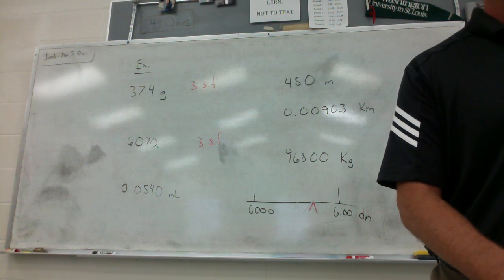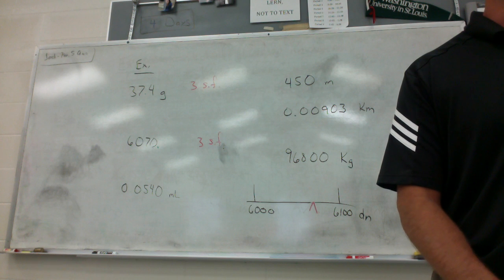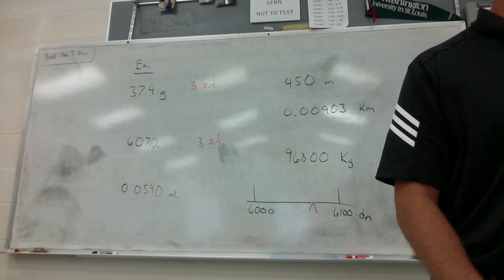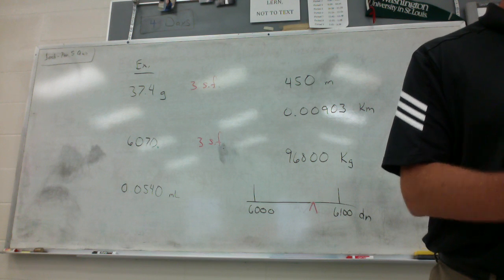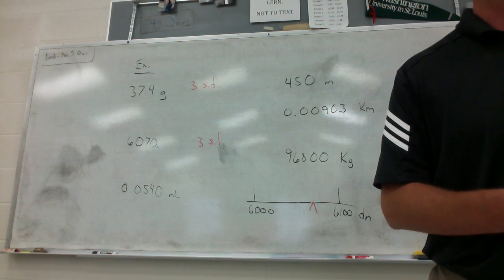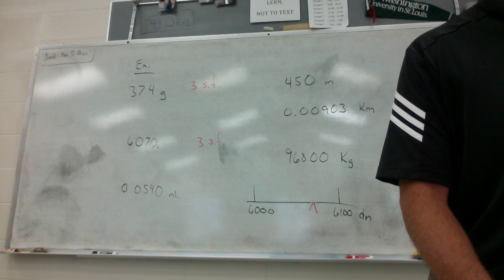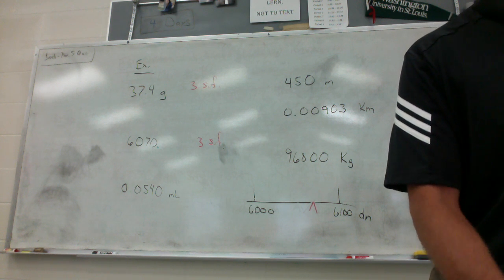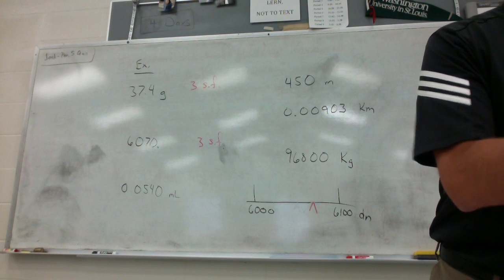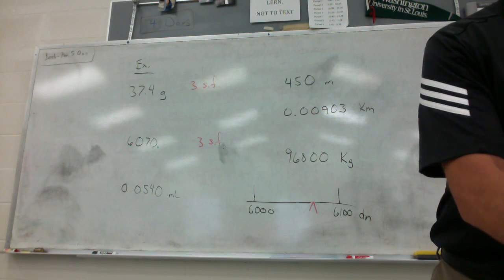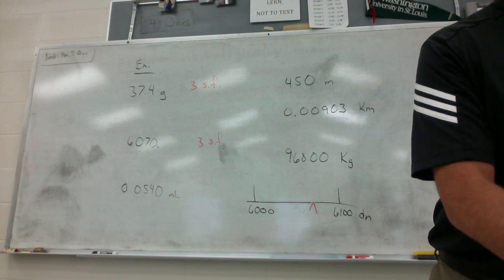Why is that? What is the purpose of scientific notation? And it's not what you thought it was. You thought it was to make it easier to write big numbers and small numbers, right? Because what aren't you writing? Zeros. Those zeros are not significant. So the whole purpose of scientific notation is to only show significant digits.